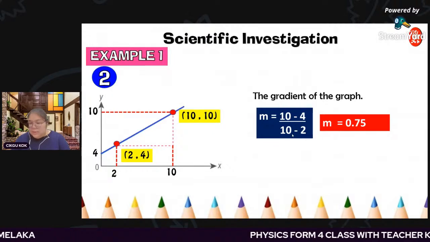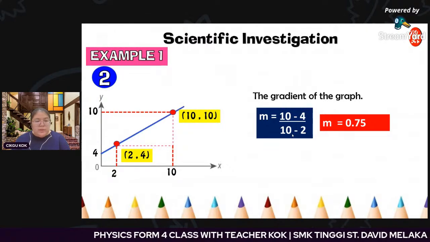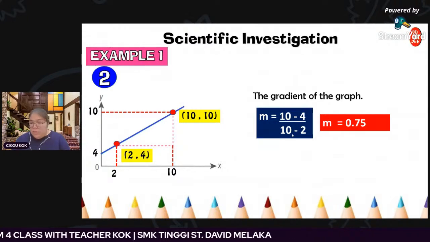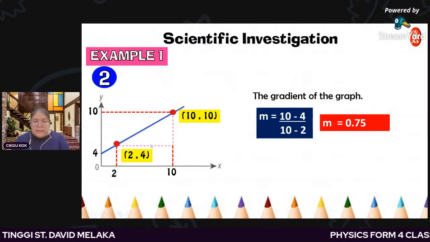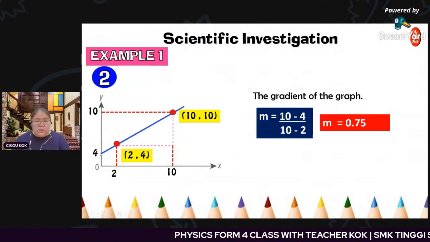Many students answer 0.6. Why did you answer 0.6? Because you straightforwardly take 10 minus 4, which is 6, then over 0, 0. Actually, it's not. So be careful with this question. It never passes through 0.